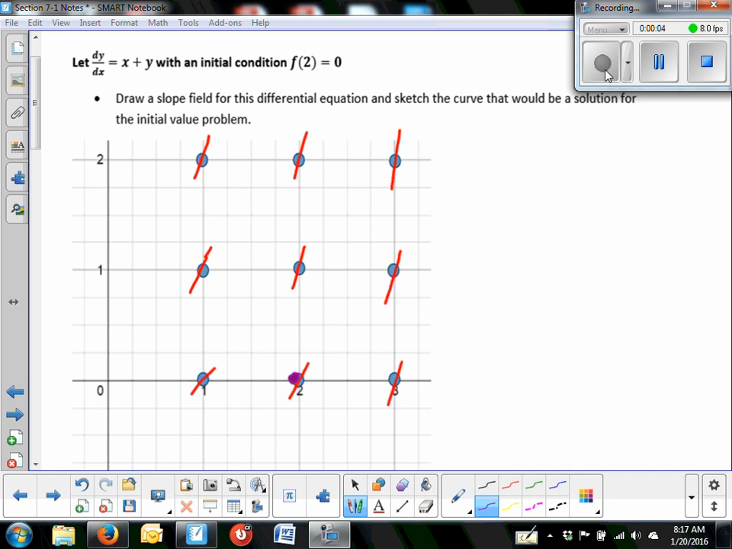All right, we're going to keep working on section 6.1 today. What we're going to look at is continuing the slope fields, particularly the sketches of those particular solutions.